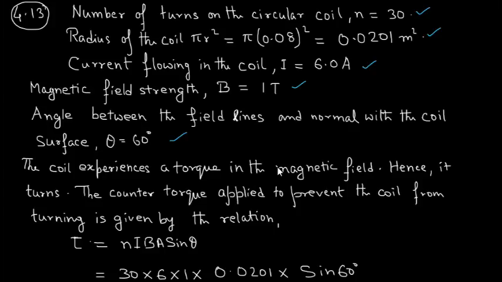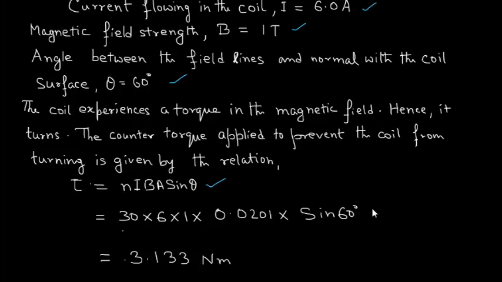The counter torque applied to prevent the coil from turning is given by the relation tau is equal to nIBA sine theta. Putting the values, 30 multiplied by 6 multiplied by 1 multiplied by 0.0201 multiplied by sine 60 degrees is equal to 3.133 newton meter. Now let us see part B.